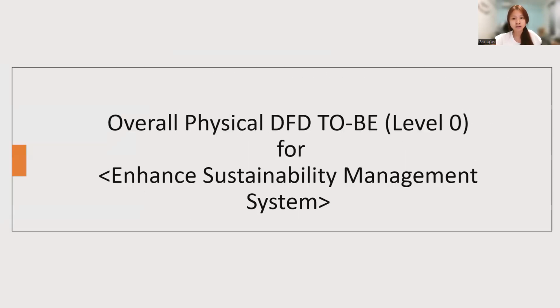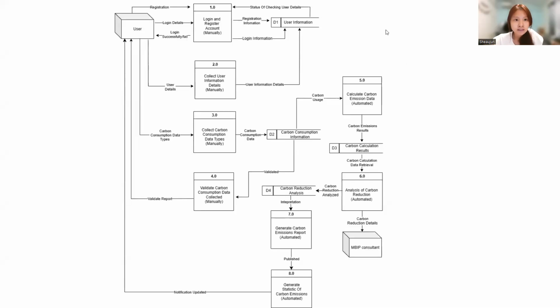So the overall physical DFD level 0 is like this. There are 2 entities in our project, the user and the MBIP consultant. And then there are 8 processes in this project. The first one is login and register account. The user can choose login or register, and then the system will respond that the login was successful, and then the login and register details will be stored in the user information data store.